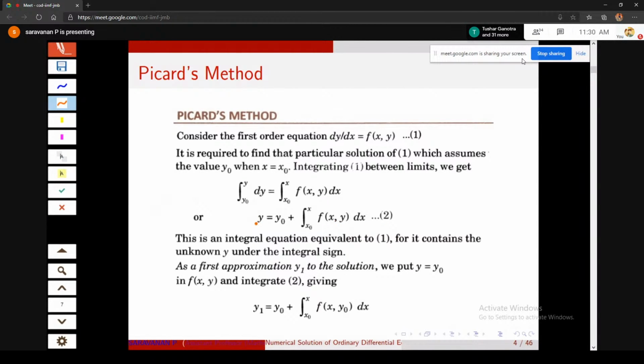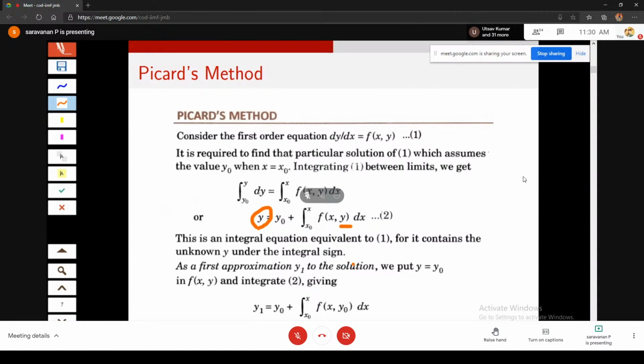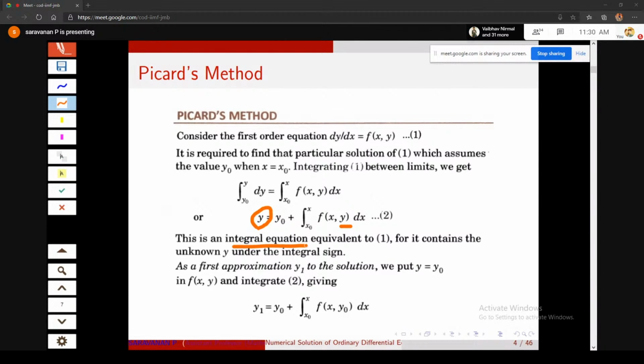Okay, but you see we are computing y only, but inside the integral there is some y, and this type of equation is known as the integral equation. This is an integral equation equivalent to equation number 1, for it contains the unknown function y under the integral sign. We have to compute y only. But when I derive the formula for y, the formula itself has y on the right hand side. So what we do is, in place of this y, we substitute y0 initially. We know y0. So in place of this y, you substitute y0, and I call that as y1.